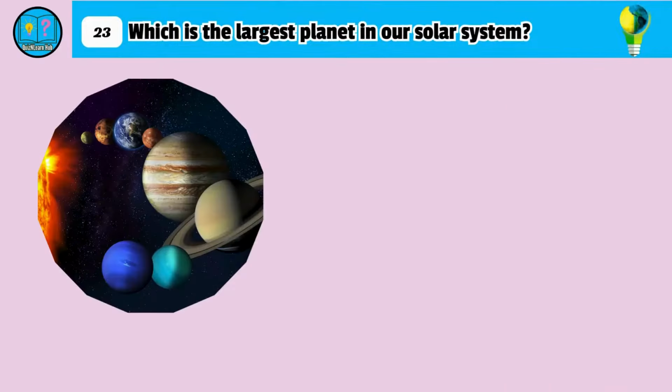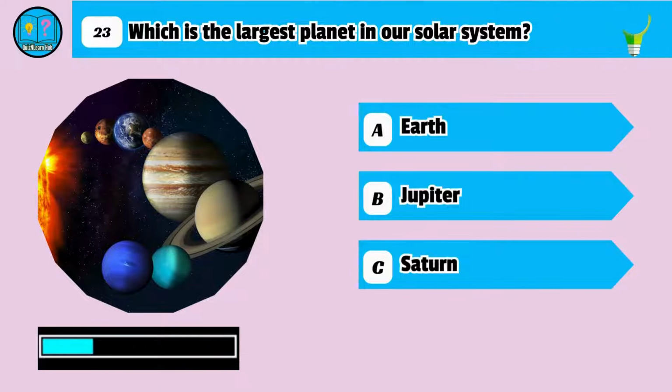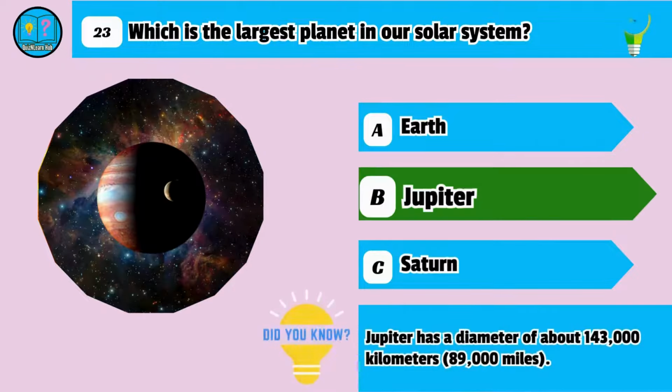23. Which is the largest planet in our solar system? Earth, Jupiter, Saturn. Jupiter has a diameter of about 143,000 kilometers, 89,000 miles.